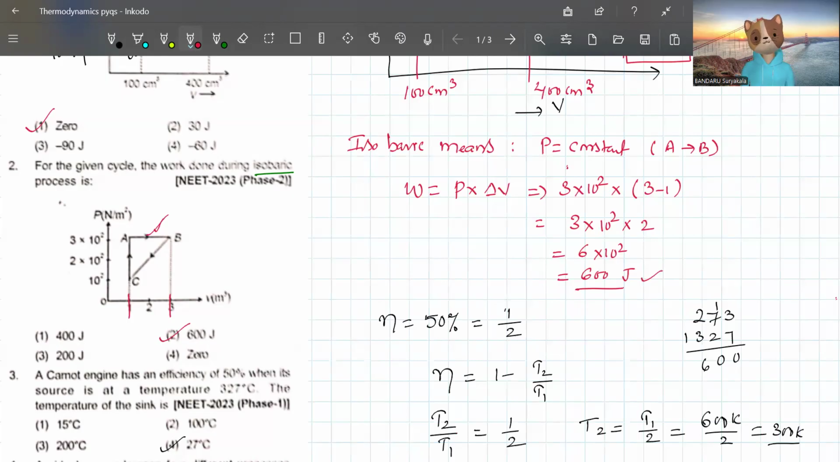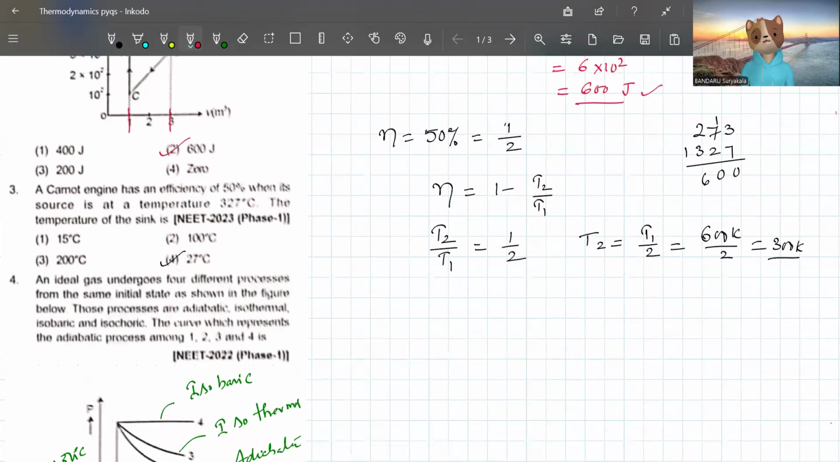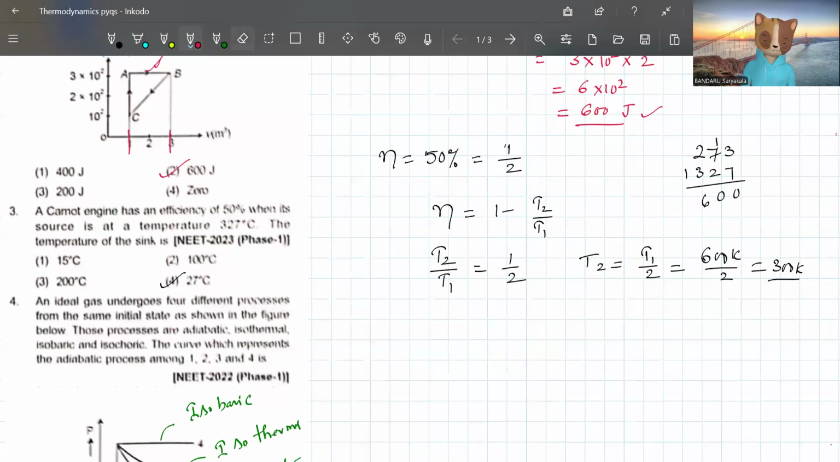Okay, so next, see the third problem. Actually, for NEET 2024 they deleted this portion, the Carnot engine. Heat engine and Carnot engine they deleted, but we can go through it sometimes. The source temperature they gave us is 327 degrees. 327 plus 273, you do it, you will get 600 Kelvin. Efficiency is given as 50 percent, means 1 by 2. So by using that process, we will get 300 Kelvin.